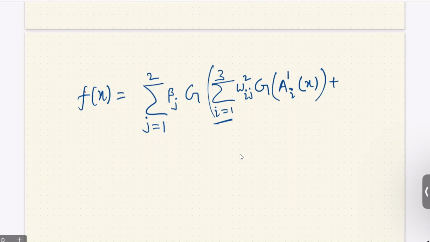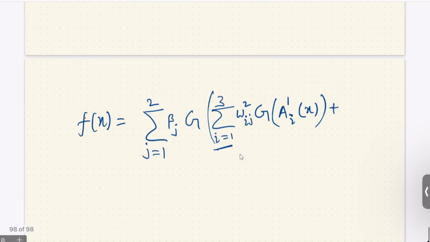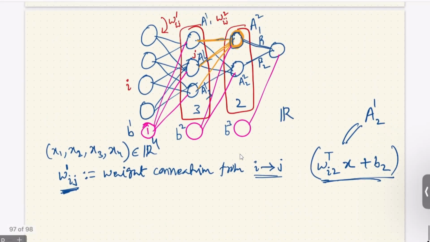Now there are two biases always. B2 is actually a vector. It goes to this one as well as this one. That is B21, B22, and this one is B11, B12, B13, and this one is just B3. There is only one edge there.